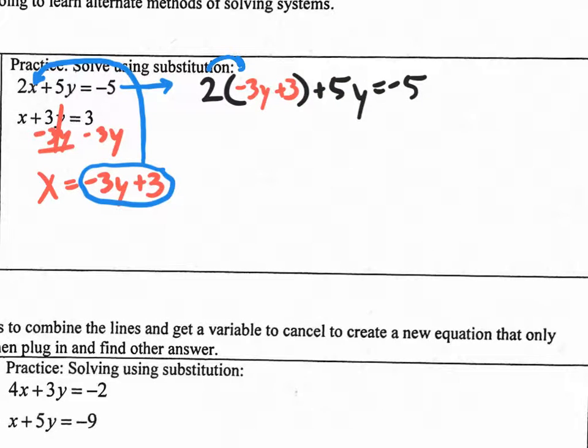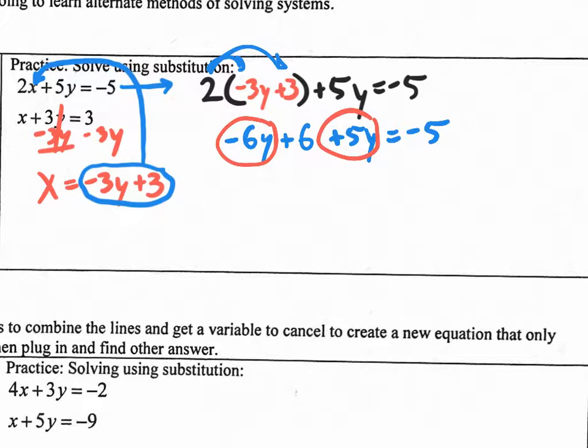2 times negative 3y is negative 6y. 2 times 3 is 6. No more parentheses, but you still have this plus 5y. You still have the equal sign and the minus 5. Out of those 3 terms, you can combine the like terms, the negative 6y with the positive 5y. What do we get? Negative 1y. Bring down the plus 6, bring down the equals, bring down the minus 5.